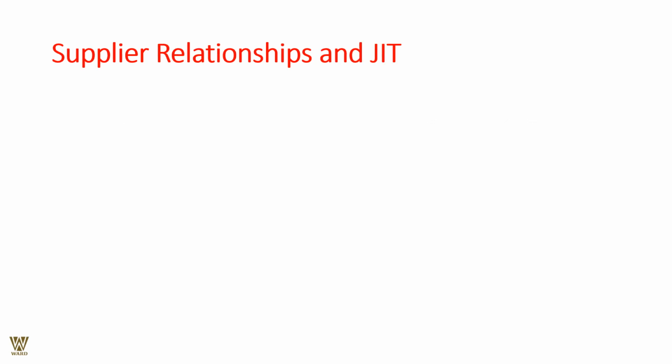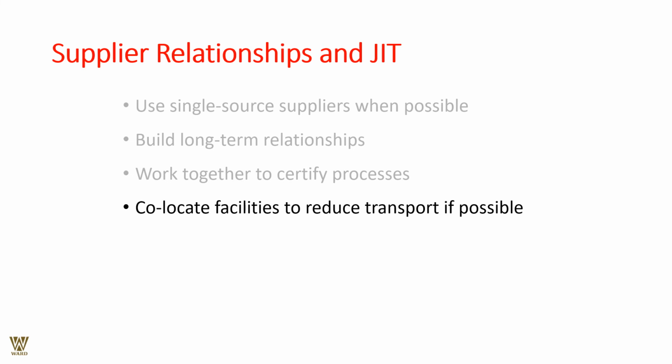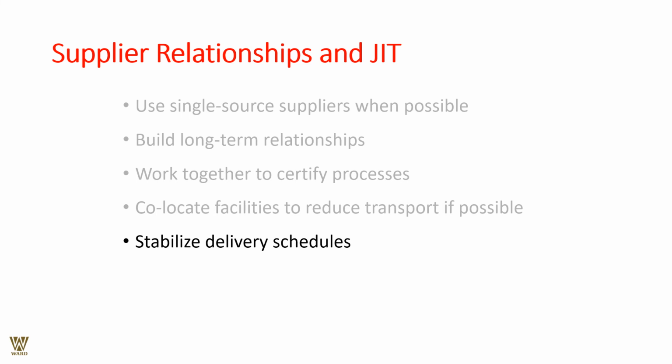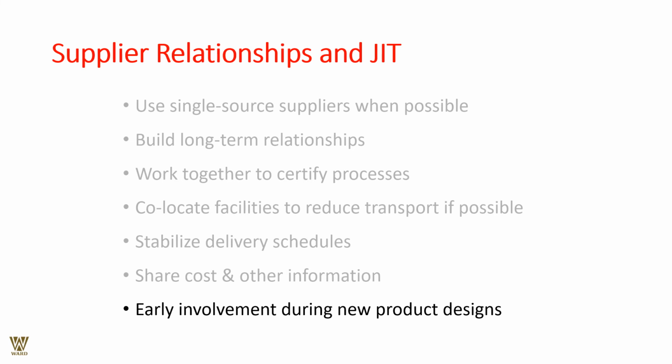Supplier relationships and just-in-time (JIT) are often popularly associated with using single-source suppliers whenever possible. The moment we have single-source suppliers, you prune down all your accounting costs and your manpower costs altogether. You are looking at building a long-term relationship, working together to certify a process altogether. This helps you to validate regulatory requirements of the market, perhaps co-locate facilities to reduce transport if possible, stabilize delivery schedules, share cost and other information as and when required, and involve suppliers early during the product design, if we may say so.